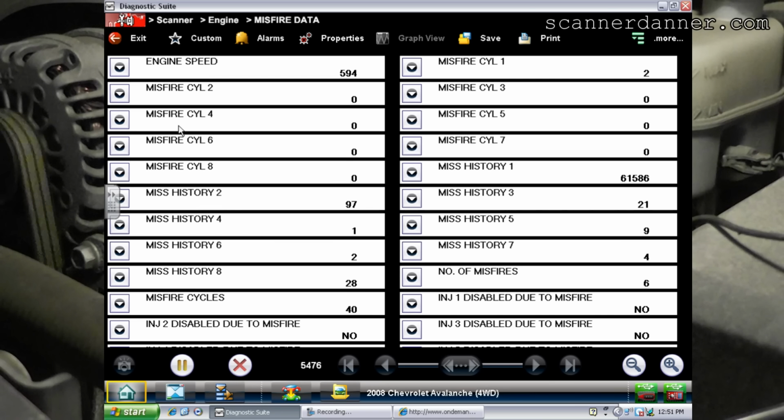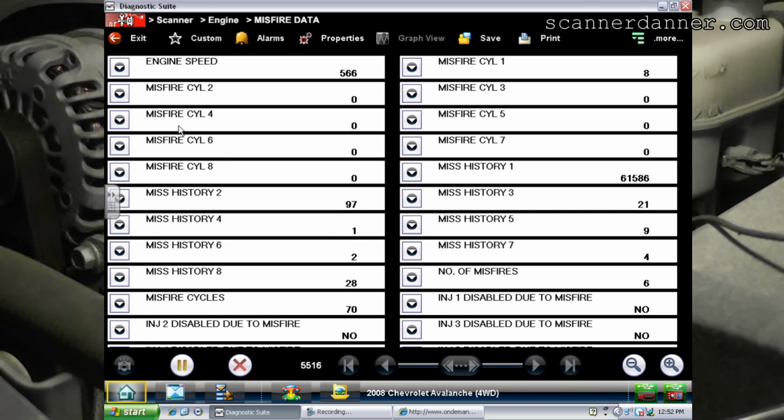And what we see is cylinder 1 has 61,000 misfires, right? Where the rest of these are not even close to being that high. We can see why we have a 300 code, because the computer can't identify exactly which one. That's why we have misfires on all of the cylinders. But it's not uncommon to have a single cylinder cause multiple cylinder misfires. Our focus is definitely going to be on this cylinder 1.